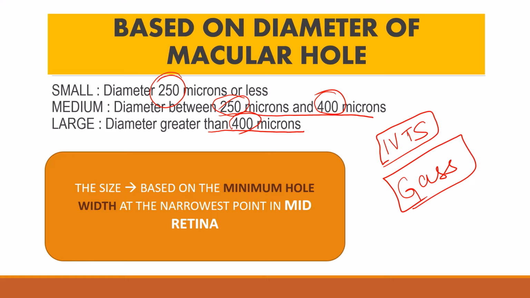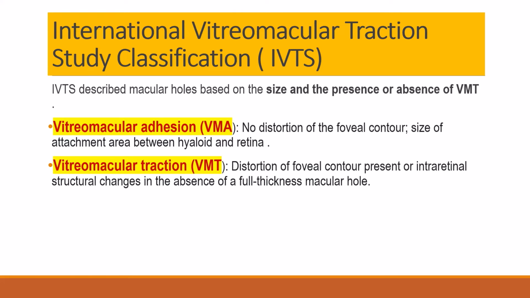The size of the macular hole is based on the minimum hole width at the narrowest point in the mid-retina. So, we know that the retina can be arbitrarily divided into inner, mid, and outer retina. At the level of the mid-retina, the narrowest point of the hole will be taken as the width of the macular hole. So as I told you, it is the IVTS classification which told you about the small, medium, and large.